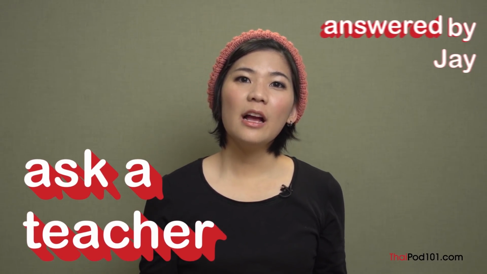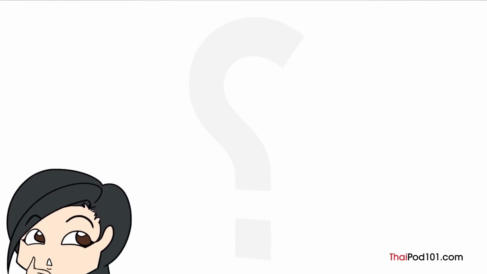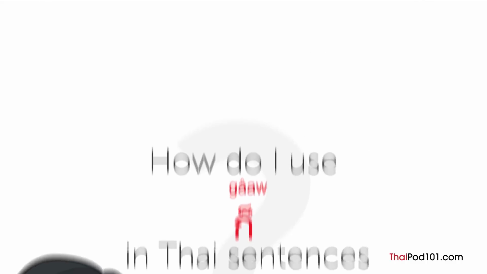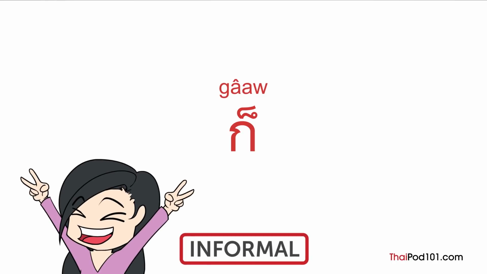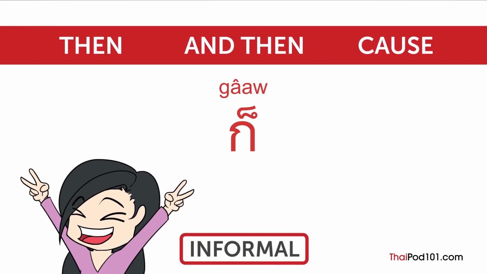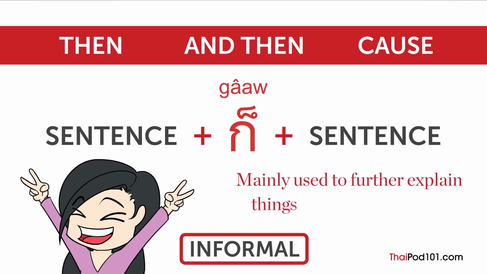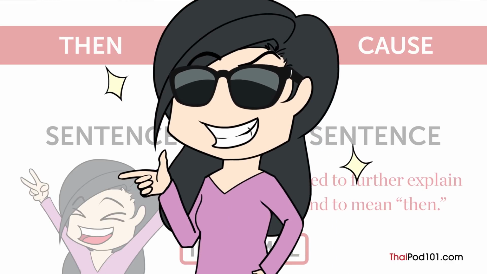Welcome to Ask a Teacher, where I'll answer some of your most common Thai questions. The question for this lesson is, how do I use ก็ (go) in Thai sentences? Go is a word that's used informally in Thai. There are various meanings to this word. It can be used in almost any conversational situation. Most of the time, it's a connection word, mainly used to further explain things and to mean them. Let's begin to explore the usage of this word in Thai sentences so you can master it.